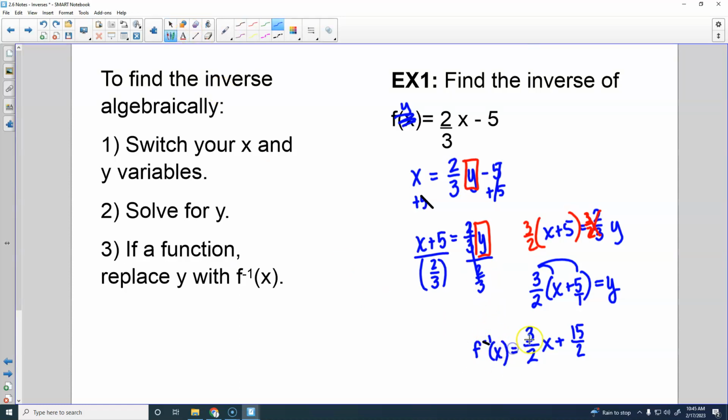And then we can replace that y with the f inverse. They may or may not distribute that 3/2. So you're just going to look at your answer choices and see which way they've left their answer. Either one is fine, but you will not see both of them as answer choices unless I've made a mistake, and then you need to let me know because you might get a bathroom pass for that. Okay. Questions?